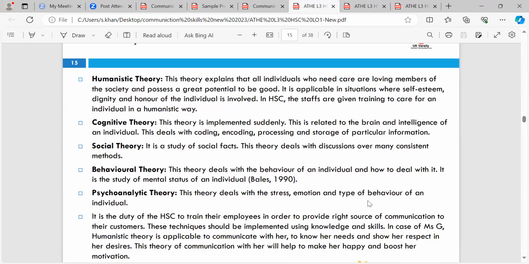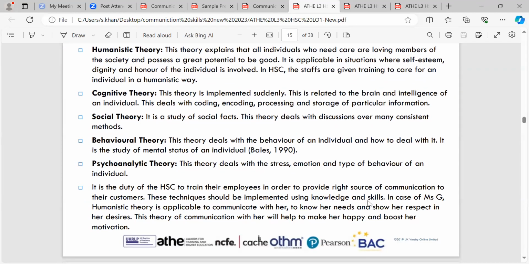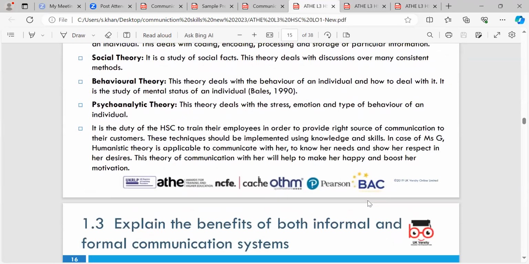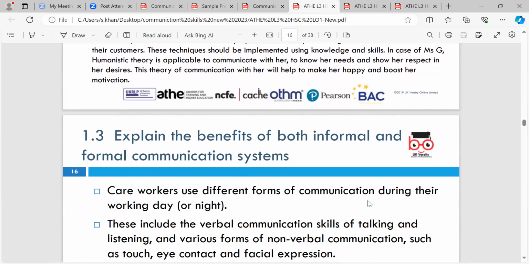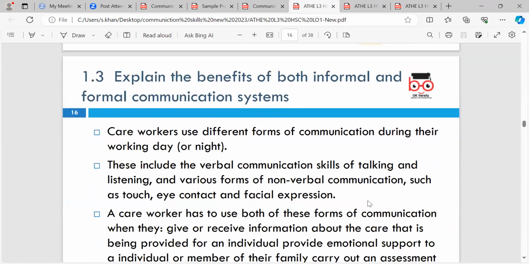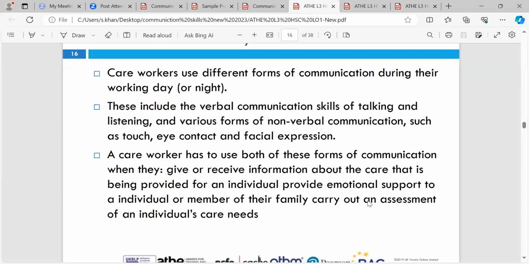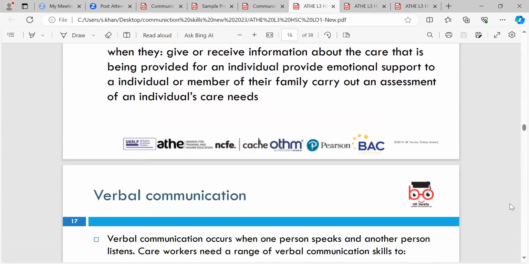We then went on to look at theories of communication: humanistic theory, cognitive theory, social theory, behavioural theory and psychoanalytical theory. In learning outcome 1, we went on to 1.3, which was looking at the benefits of both informal and formal communication within the health and social care setting, things like verbal communication skills and non-verbal communication skills, your facial expression, your eye contact, things like that.